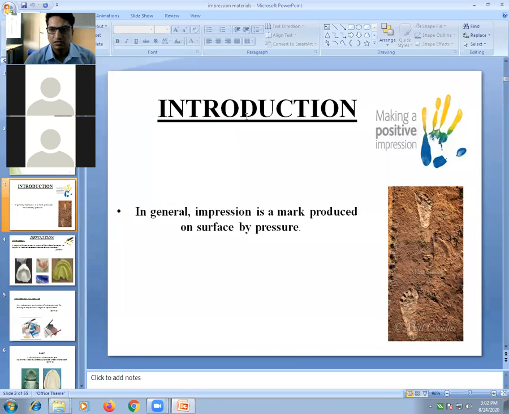So basically, in general, an impression is a mark produced on a surface by pressure. Any mark that is produced on a surface is known as an impression. Whether you go on a beach and place your hand on the sand, an impression gets made on that part. So any mark that is produced on a surface is known as an impression.